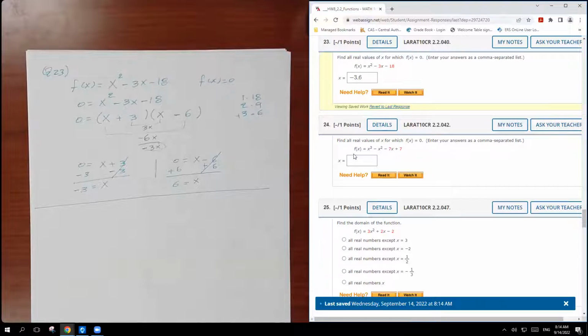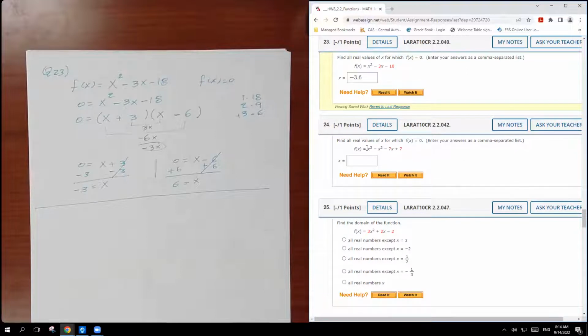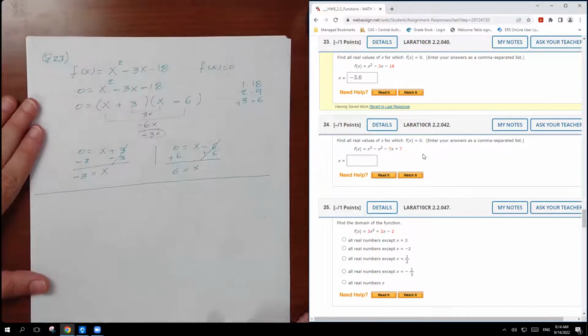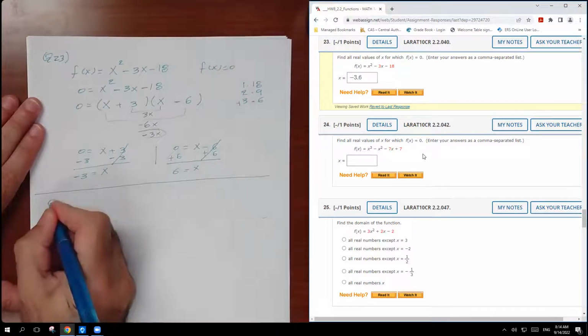Question 24, it's exactly the same way, but look at this one. 4 terms, 1, 2, 3, 4. We have only one way to solve 4 terms. How are we going to solve question 24?